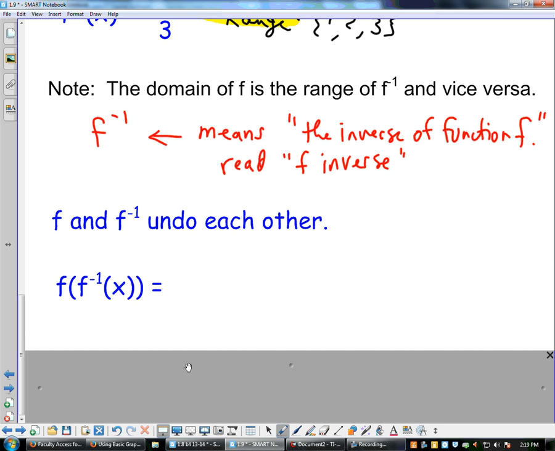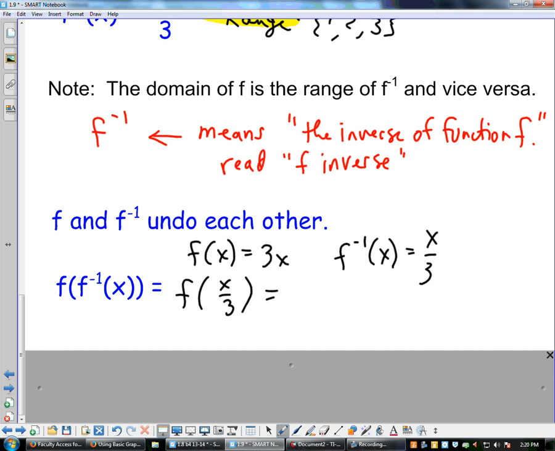All right, so if we use f of x as 3x, and f inverse of x was x over 3. And we're going to do f of f inverse of x. That means we want f of what? X over 3, which means we're going to go to the f function. We're going to take out the x, and we're going to replace it with x over 3. So I'm going to get 3 times x over 3, and I'm going to get what? X.